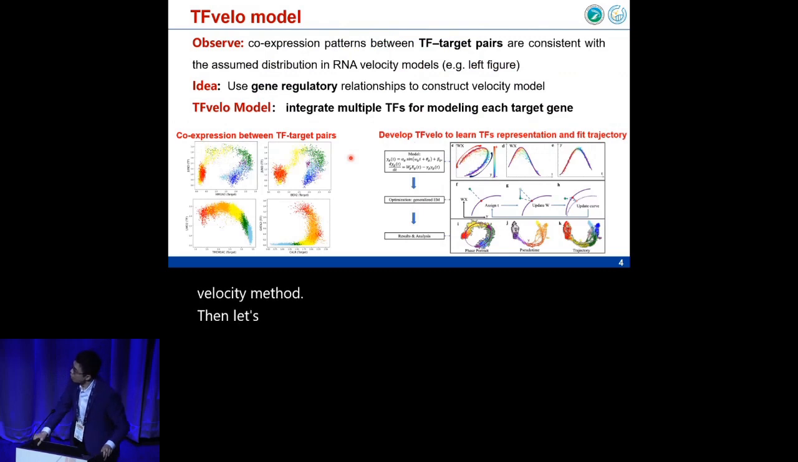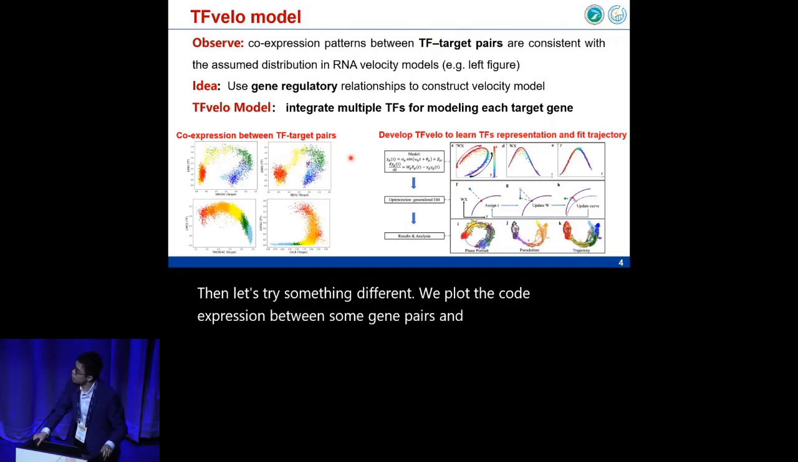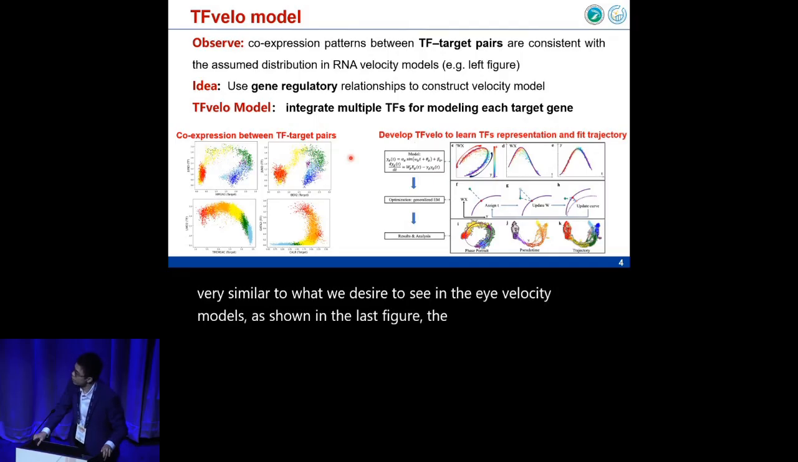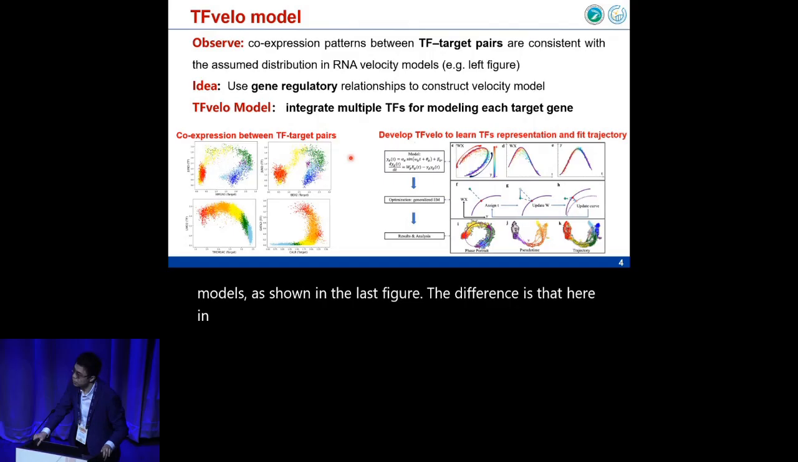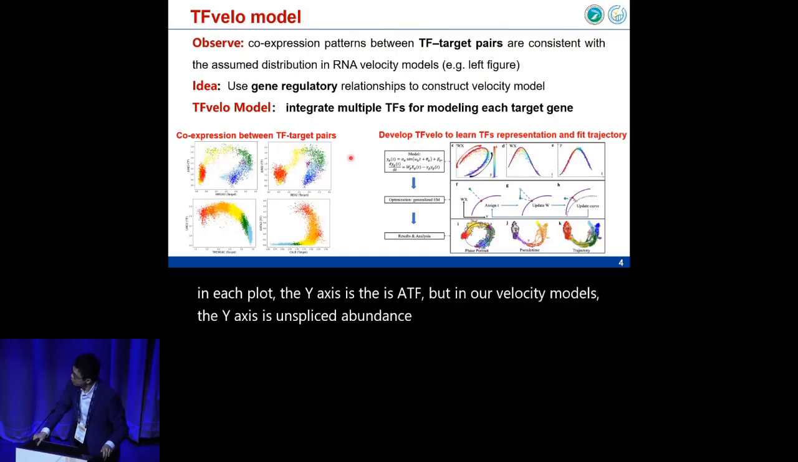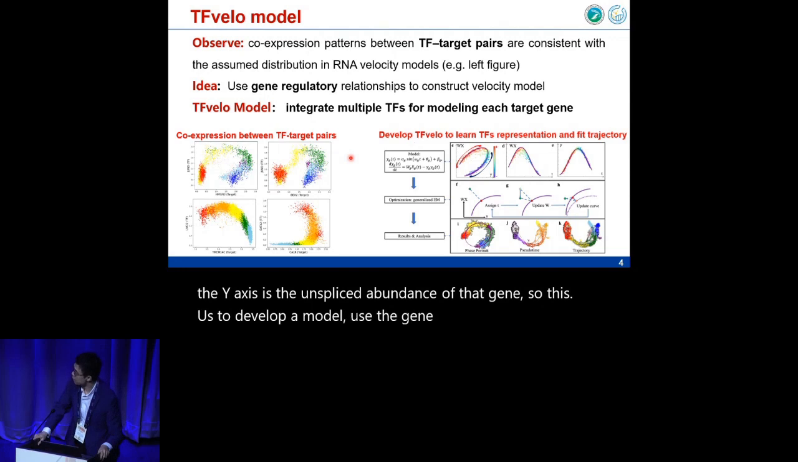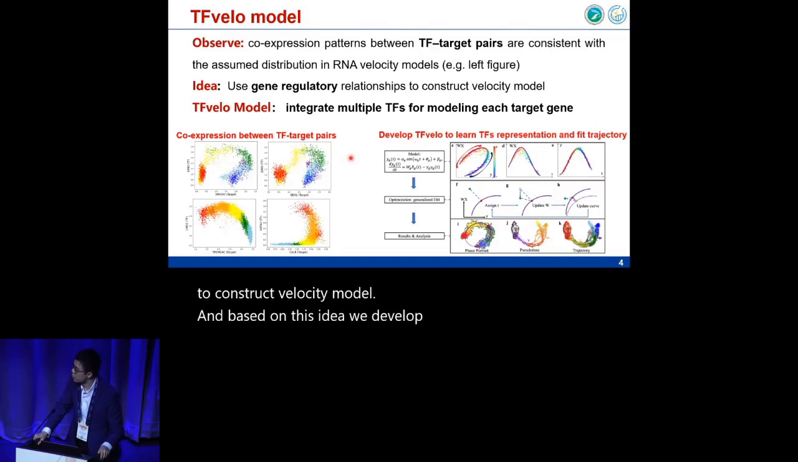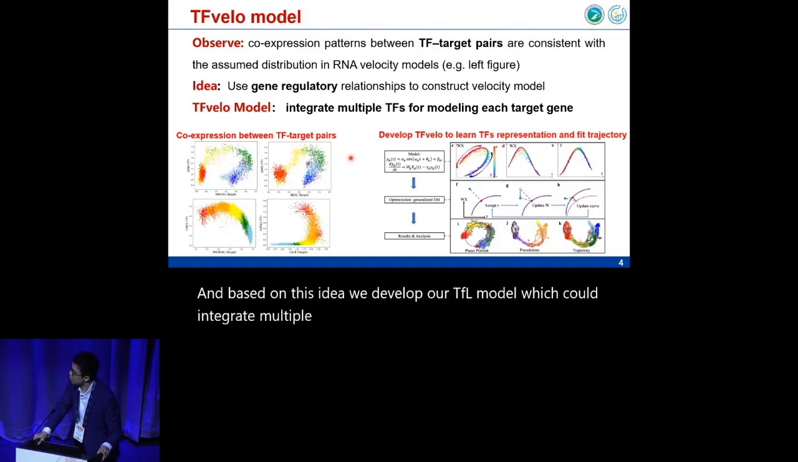Then let's try something different. We plot the co-expression between some gene pairs and surprisingly find that the co-expression pattern between some TF-target pairs is very similar to what we desire to see in the RNA velocity models. As shown in the left figure, the difference is that here, in each plot, the y-axis is the TF, but in RNA velocity models, the y-axis is the unspliced abundance of that gene. So this inspired us to develop a model using the gene regulatory relationships to construct a velocity model. Based on this idea, we developed our TFvelo model, which could integrate multiple TFs for modeling the target gene.